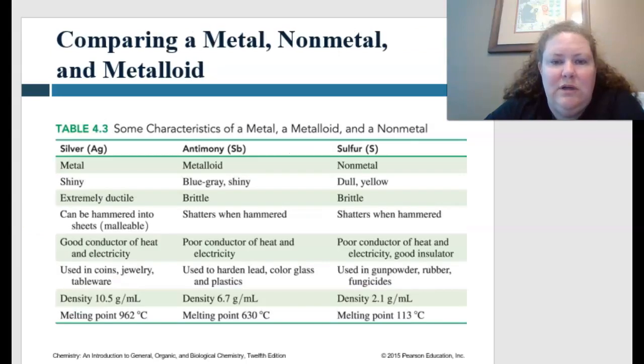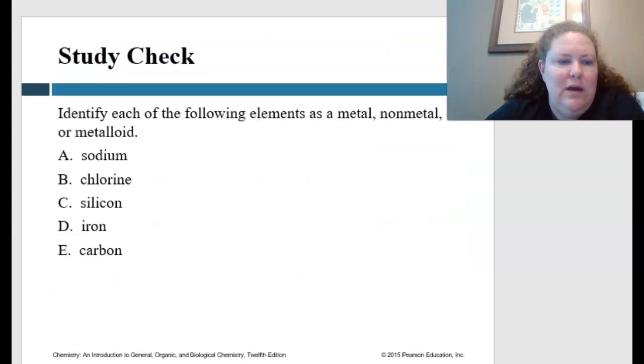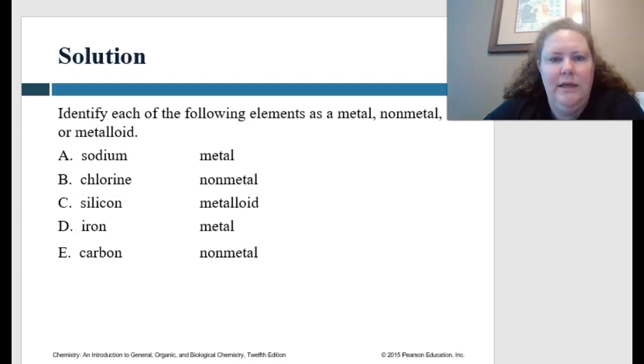So here is a fun table of some characteristics of the metals, metalloids, and nonmetals. Okay, so you can read that. And now we have another study check. Identify each of the following elements as metal, nonmetal, or metalloid. Okay, pause me and come back. All right, sodium is metal, chlorine is nonmetal, silicon would be metalloid, iron is metal, and carbon would be nonmetal.